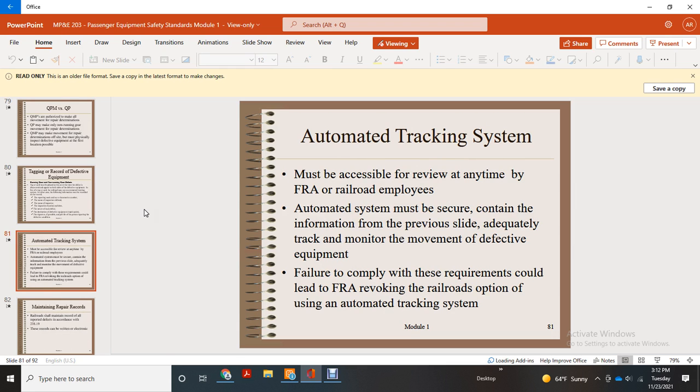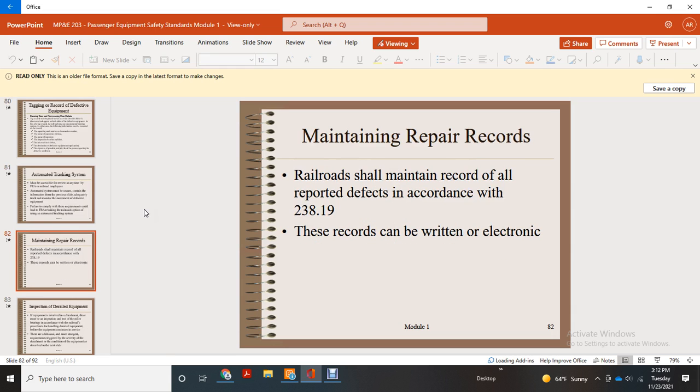The automated tracking system must be accessible for review at any time by the FRA and railroad employees. The automated system must contain the information from the previous slide and adequately track and monitor the movement of the defective equipment. Failure to comply with these requirements could lead to the FRA revoking the railroad's authority to use an automated tracking system.